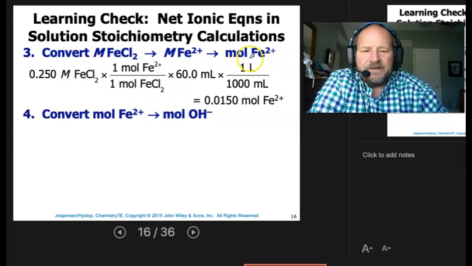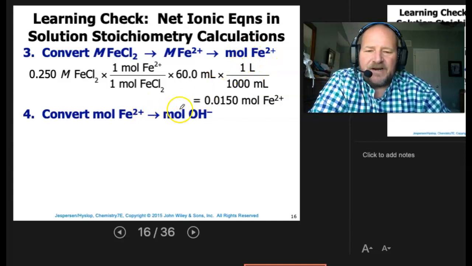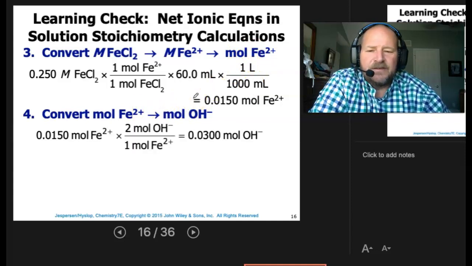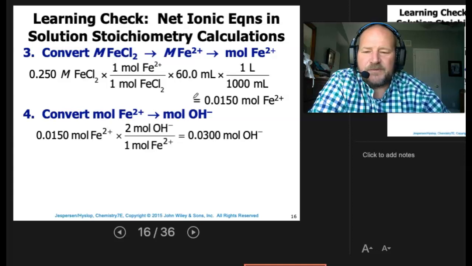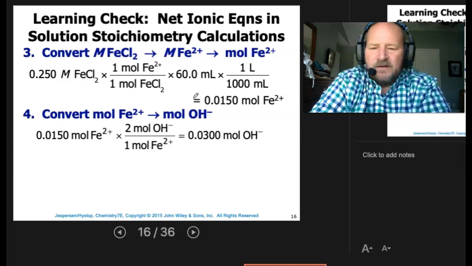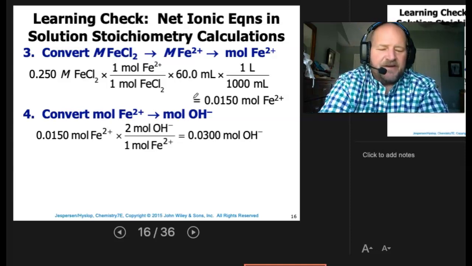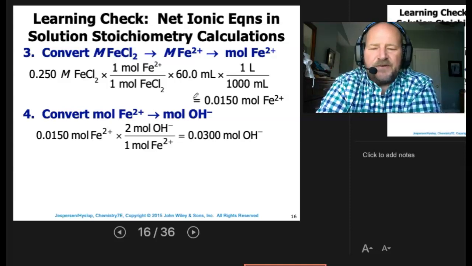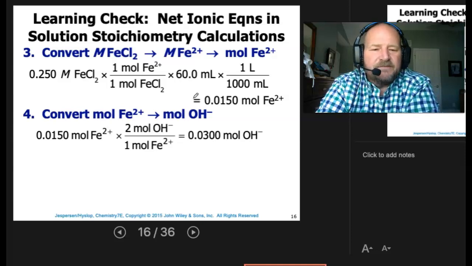Now that we have moles of Fe2+, we're going to use that to figure out moles of hydroxide. From that, we're going to get the formula, right? So we'll use the formula. We know it's iron 2 hydroxide, so it's going to be 2 hydroxides for every 1 iron. So we just figured out we needed 0.0150 moles of iron. We'll need 2 times the amount of hydroxide, which gives us 0.03 moles of hydroxide.